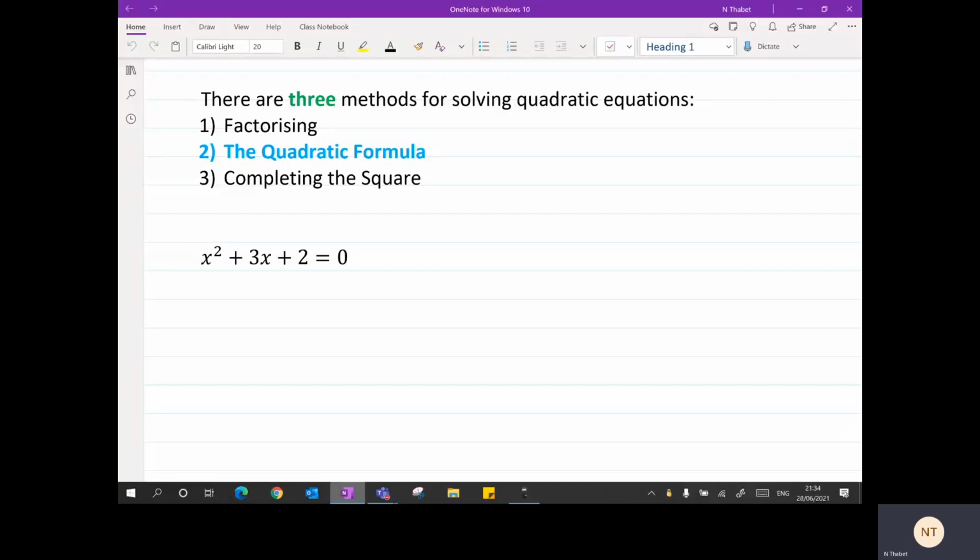In this video, I'm going to go through the quadratic formula. There are three methods for solving quadratic equations. The first method is by factorizing. The second method is by using the quadratic formula, and we'll go through that now. And the third method is by completing the square.